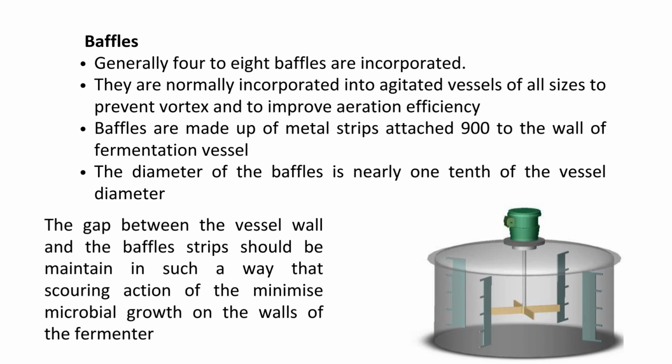Baffles. Baffles are metal strips attached perpendicular to the vessel wall. Usually 4 to 8 are used to prevent vortex formation and improve aeration. Their width is about 1/10 of the vessel diameter. A small gap between the baffle and the wall helps minimize microbial growth on the fermenter walls.